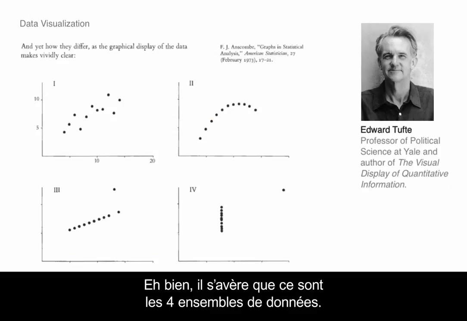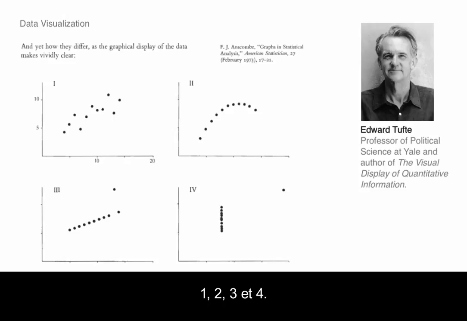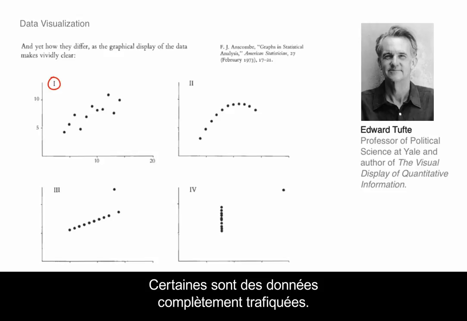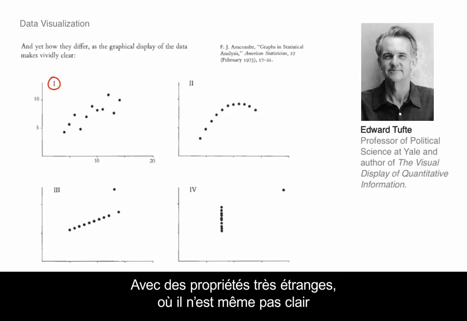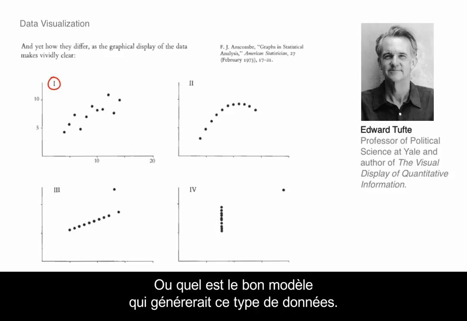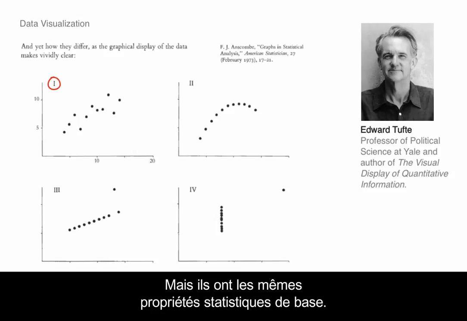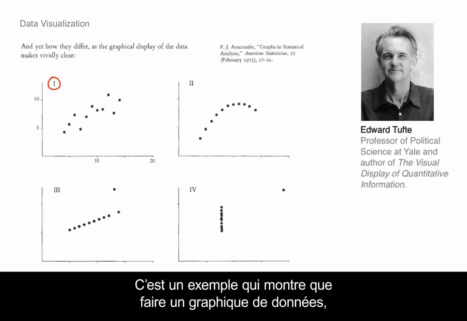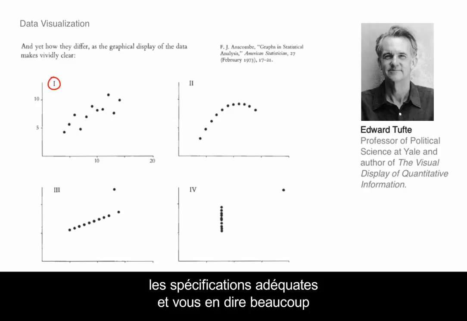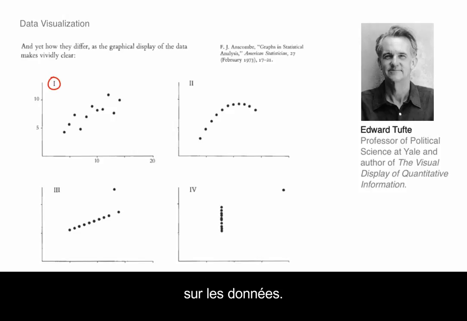That would be our intuition statistically. Well, it turns out these are the 4 data sets, 1, 2, 3, and 4. One of them looks like real data, not a very good fit, but there's maybe a linear relationship. Some of these are totally rigged data with really strange properties where it's not even clear what the right fit is or what the right model is that would generate this kind of data. But they have the same basic statistical properties. So this is just an example where plotting your data, just a scatter plot, is going to tell you immediately what the right sorts of specifications would be and tell you a lot about the data.